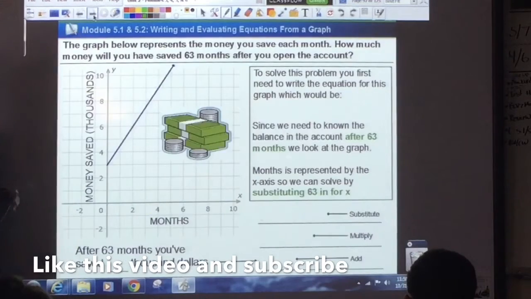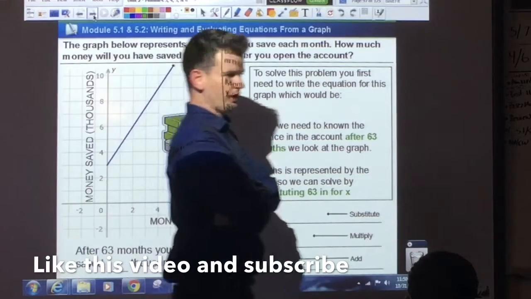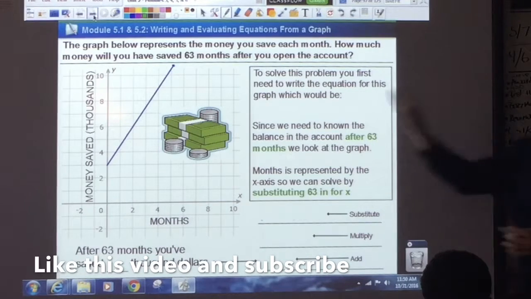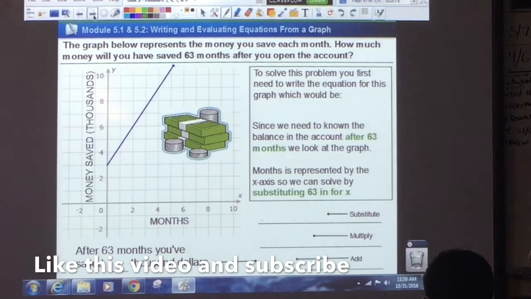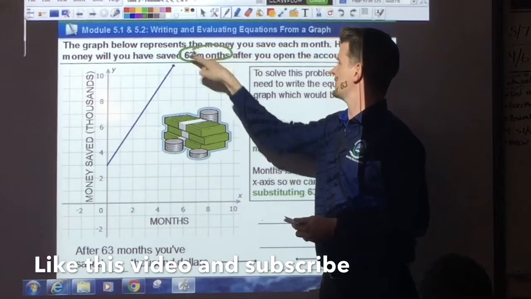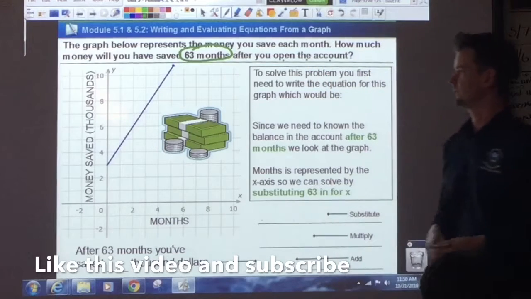Now for this one, we actually want to evaluate the equation. We should know how to write an equation at this point, but the next step is to then evaluate it. What do I mean by evaluate? We've been writing all these equations, right? They have to be used for something. So, real world situation. The graph below represents the money that you, hopefully, one point in the future, save each month. How much money will you have saved 63 months after you open the account?